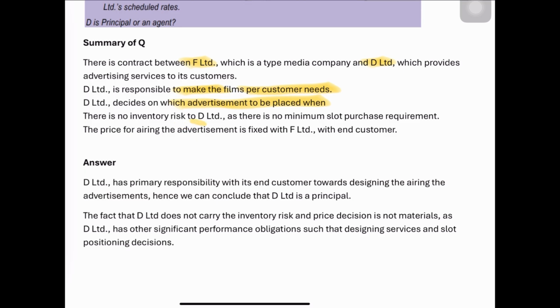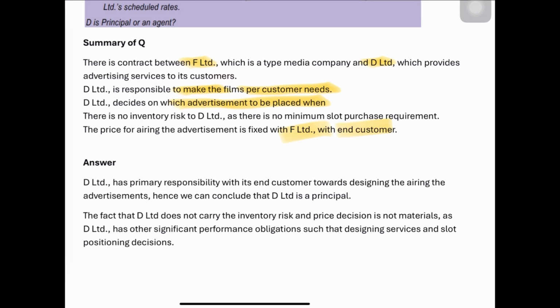There is no inventory risk to D Limited, as there is no minimum slot purchase requirement from F Limited. The price of airing the advertisement is fixed between F Limited and the end customer. So here we have to determine whether D Limited is a principal or agent.